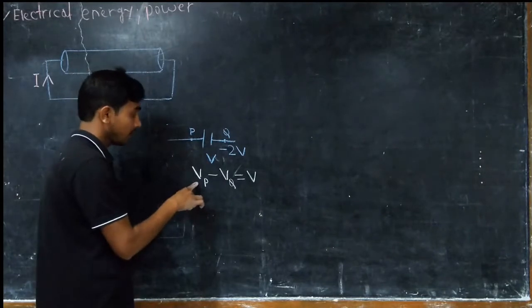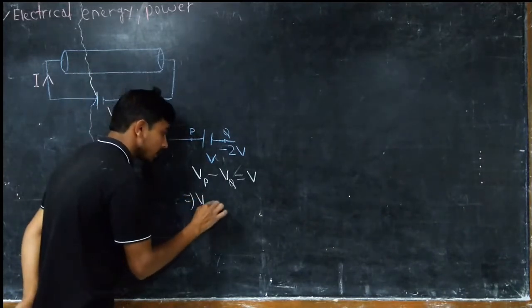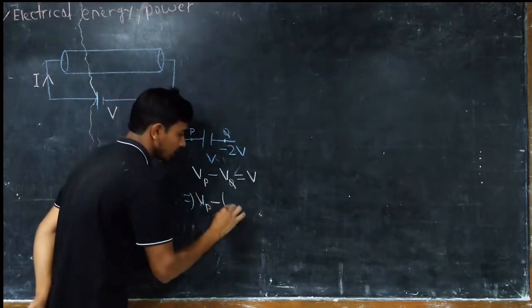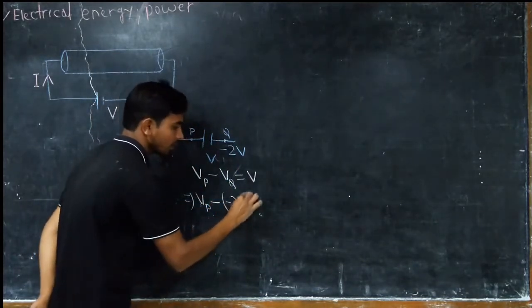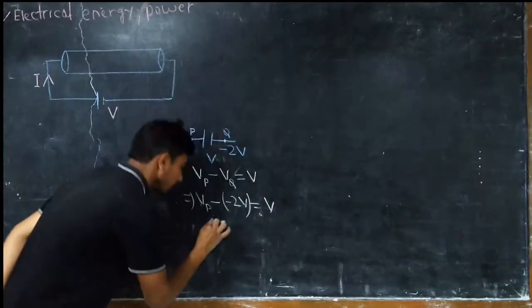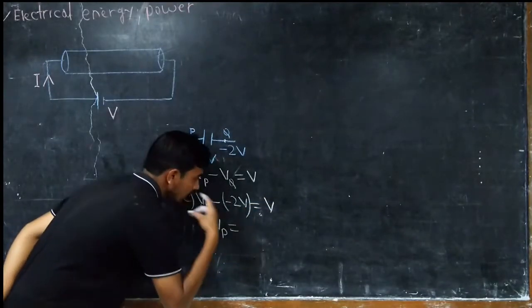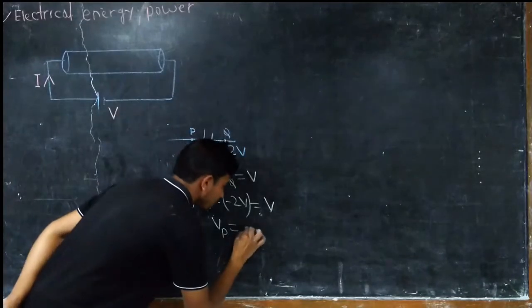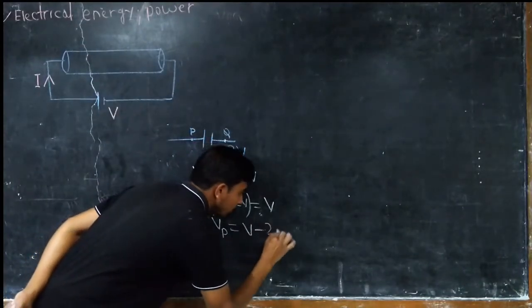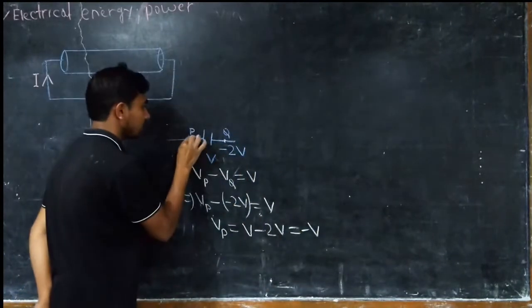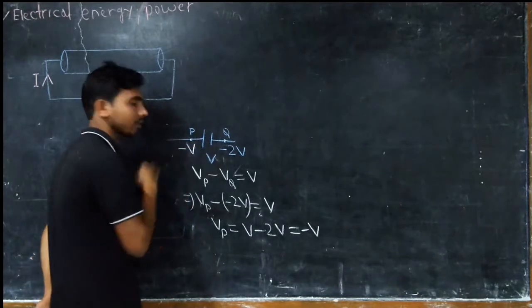Okay, this we are going to calculate, right? And the potential at this one is given, that is minus 2V. So Vp is equal to how much? This minus becomes plus, so V minus 2V, that is minus V. That means the potential at this side is minus V, right?